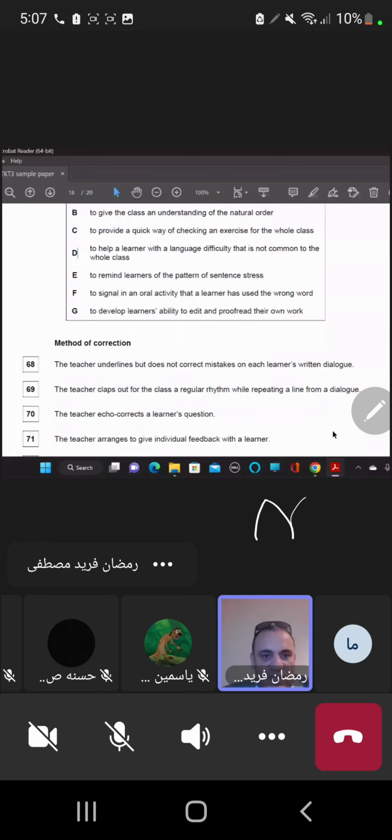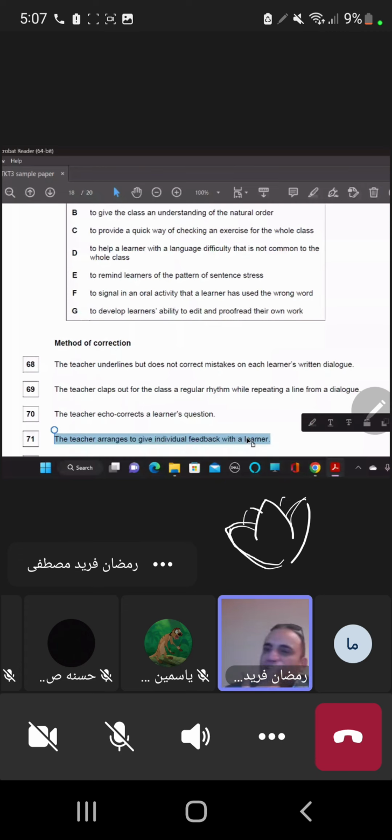D. So number 71 is D, to help the learner with a language difficulty that is not common to the whole class. When will that happen? When the teacher arranges to give individual feedback with the learner.